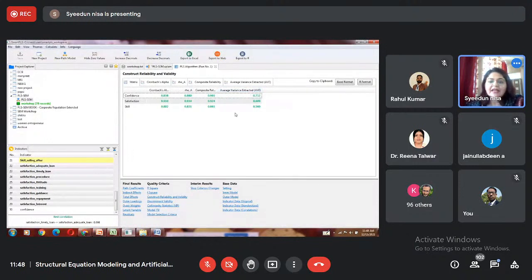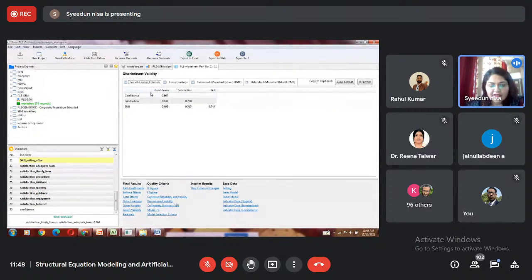Now next thing that we will check here is your discriminant validity. Okay, so click on discriminant validity, which is just below your construct reliability and validity. If you click discriminant validity, you will find first thing is Fornell and Larcker criterion.